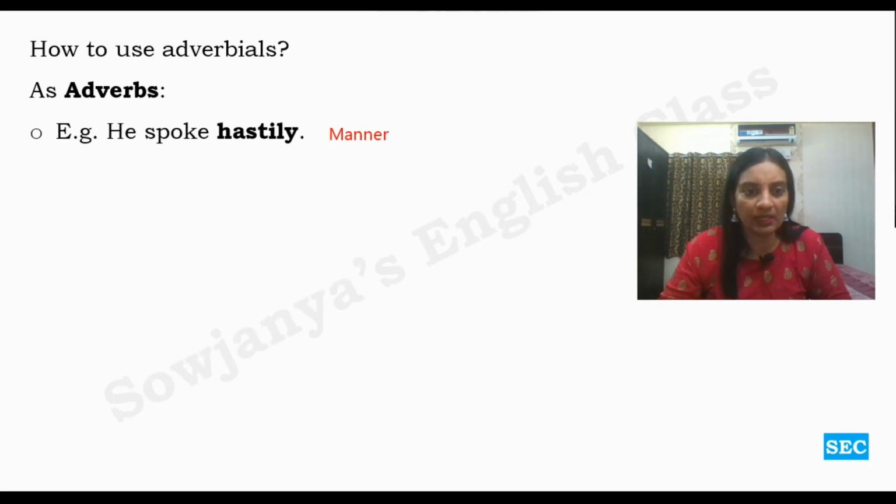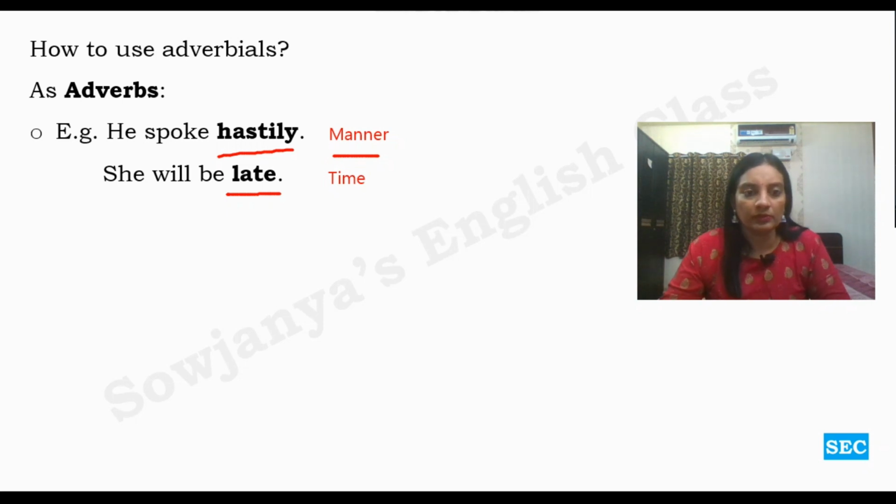How did he speak? Hastily. So here it tells us about the manner of the work done. And then she will be late. So this sentence is telling us about the time that she comes back. She will be late. So here late is the adverb which is telling us about the time of the work done.